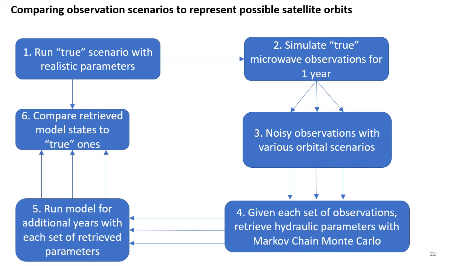We can compare the retrieved parameters with the original true parameters, and we can also use those retrieved parameters to run the model for several additional years of input meteorological data and see whether those retrieved parameters are able to predict the right dynamics of plant water potential and other ecosystem states and fluxes.